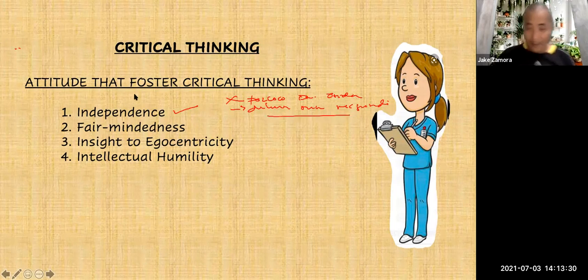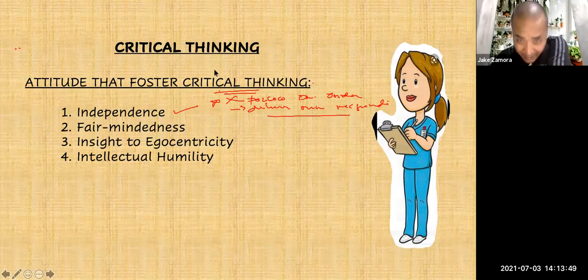So, we have independence. Now, if you don't have independence, it will be difficult for you to make critical thinking. If it's difficult for you to make critical thinking, then it will be difficult for you also to carry out and deliver your nursing care plan. Bakit? Kasi diba sabi nga natin, when you carry out your nursing care plan, you need to have critical thinking and clinical reasoning. So ano ba yung form of independence?